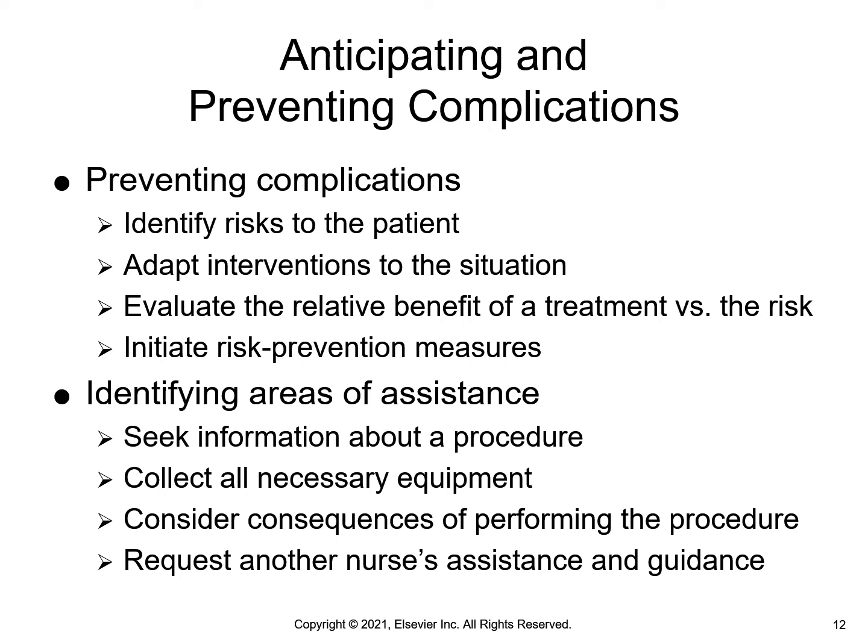Risks to patients will come from both illnesses and treatments. The nurse will observe for and recognize risks, adapt the choice of interventions to each situation, assess the relative benefit of the intervention versus the risk, and take risk prevention measures. Many conditions will place patients at risk for complications. Nurses are often the first ones to detect and document changes within a patient's condition.